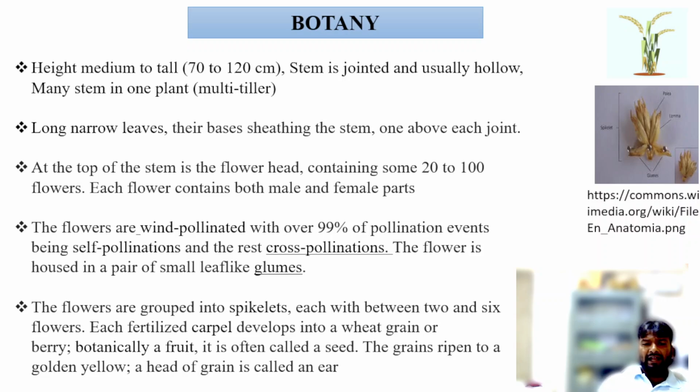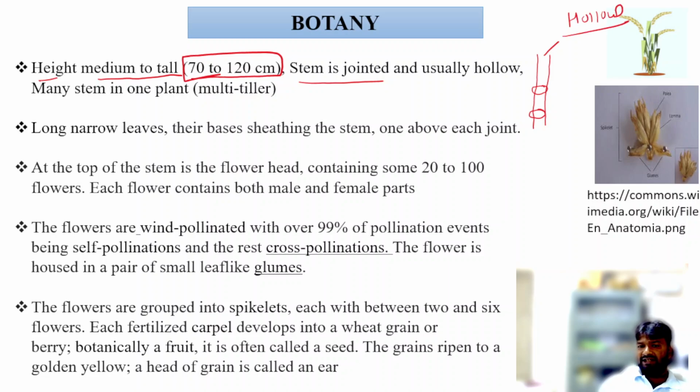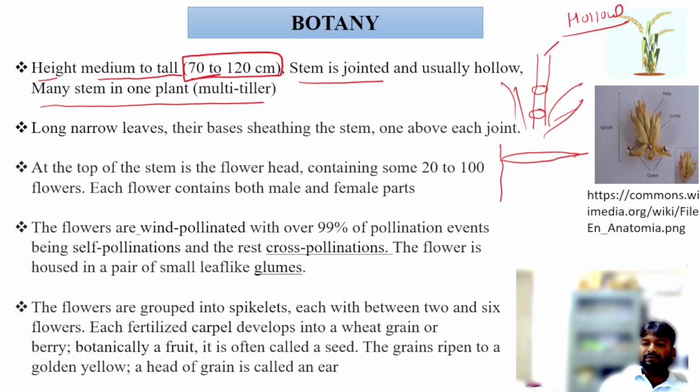The wheat crop height is medium to tall, that is 70 to 120 centimeters. Then the stem is jointed. So these are the stems of the wheat, that are jointed and usually hollow. So wheat has a hollow jointed stem, and sometimes many stems in a plant, that is known as multi-tiller in field conditions. This wheat has narrow leaves, like this. Their base, this is the leaf base, sheathes the stem, one above each joint. They are covering the stem, that is known as leaf sheath.